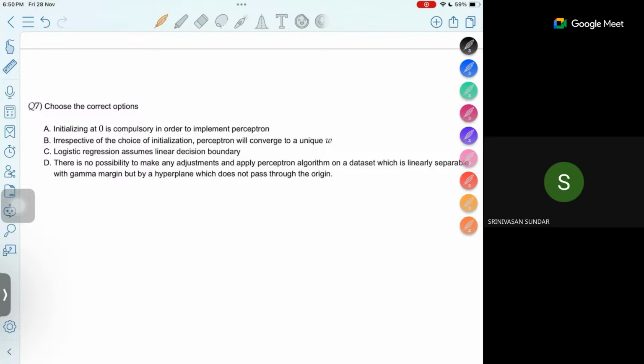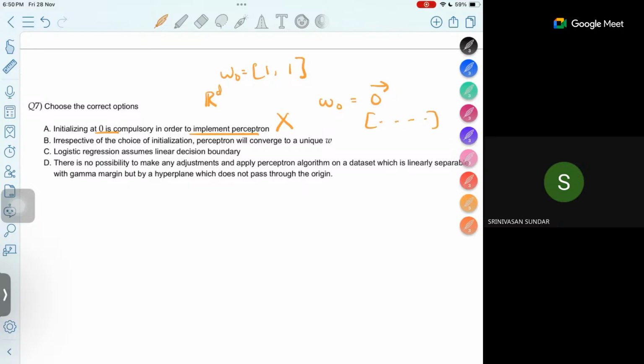Initializing at 0 is compulsory in order to implement perceptron. That is false. W0 equal to 0 is just a convention that we are making to standardize something. You can even take this to be a vector of random integers or random real numbers. Or as we have seen in one previous question, we can initialize it to be the vector 1 comma 1, or in general the vector 1 belonging to R D. So we can initialize it to be whatever we want.